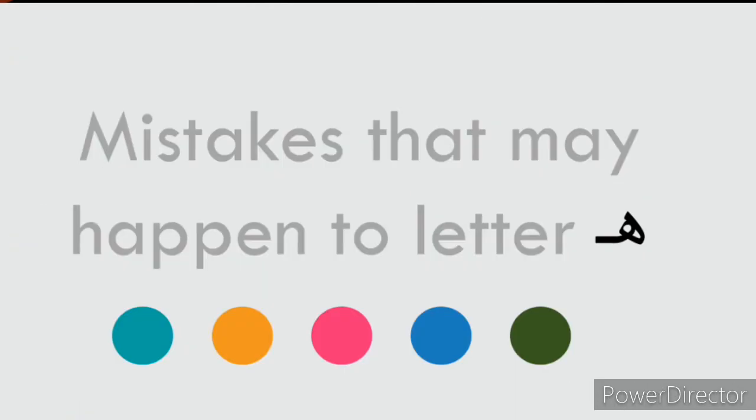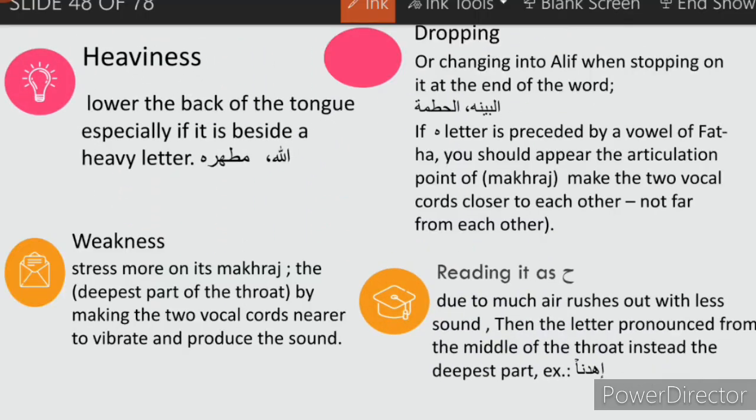Let's move now to the mistakes that may happen to the letter Ha, and these mistakes are 6 mistakes. Number 1 is heaviness. What is heaviness? It is the same mistake that may happen on the Hamza sound, and instead of reading the Ha as a Ha, we read it as a Ho. You see? On elevating the posterior part of the tongue, the sound becomes heavy. So this is the mistake.